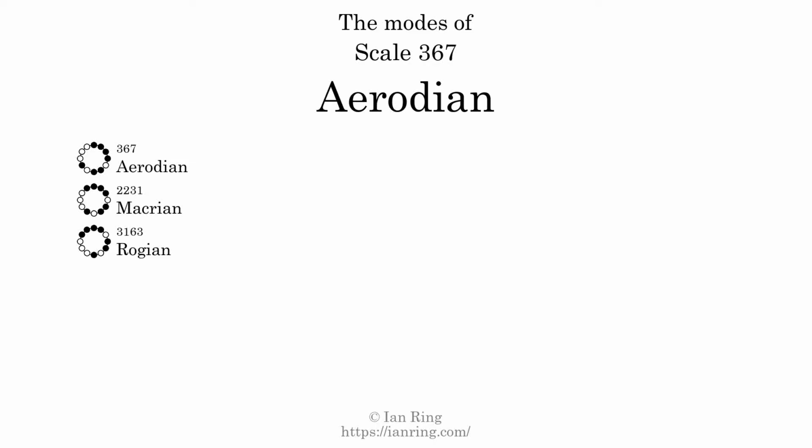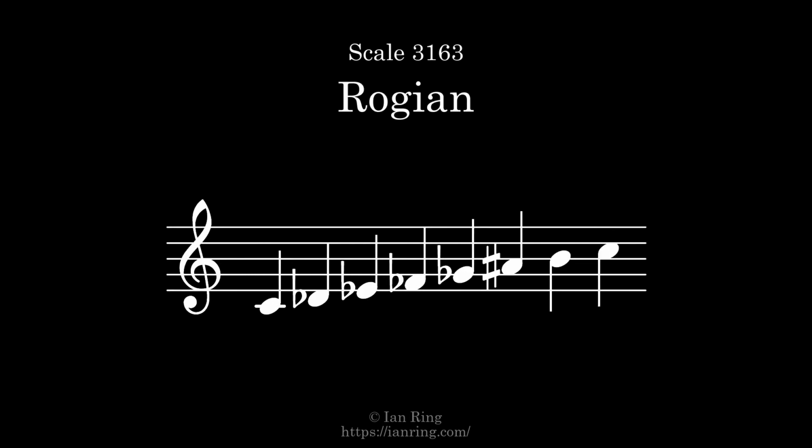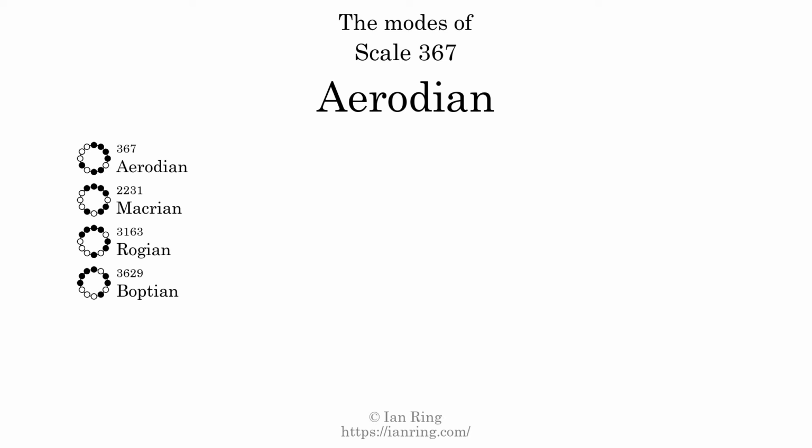The third mode is scale 3163, also known as Rodian. It sounds like this. The fourth mode is scale 3629, also known as Boption. It sounds like this.